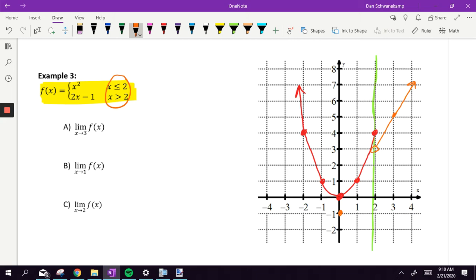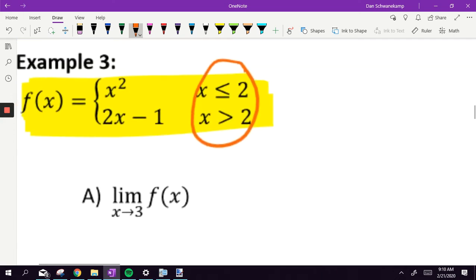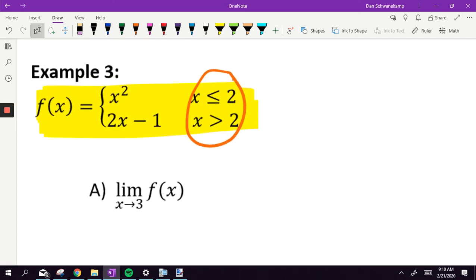Everybody understand the picture? So if I want to find the limit as x approaches 3, which equation on that piecewise am I plugging into, top or bottom? Bottom. Morgan, why am I plugging into that bottom equation? Because the top equation is less than or equal to 2, so it's never going to get to 3, but the bottom equation, where does 3 fall? Well, 3 is greater than 2, so we're plugging into that bottom equation.